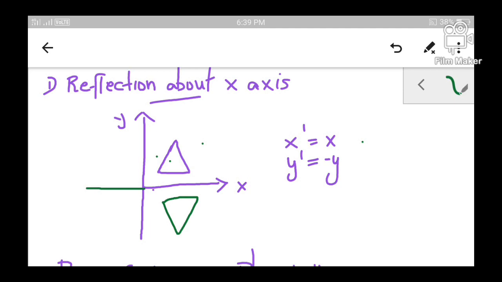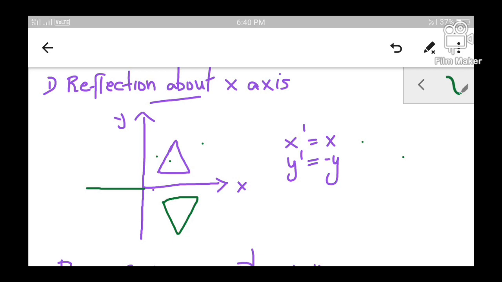What is the difference between these two quadrants? Typically we know that in the first quadrant all the coordinates, that means the x coordinate and the y coordinate, are both positive, whereas in the fourth quadrant only the x coordinates are positive but the y coordinates are negative. So the relationship between these two objects is like this. When the object is reflected about the x-axis, after reflection the object will have the same x values but the y values of the object will become negative.